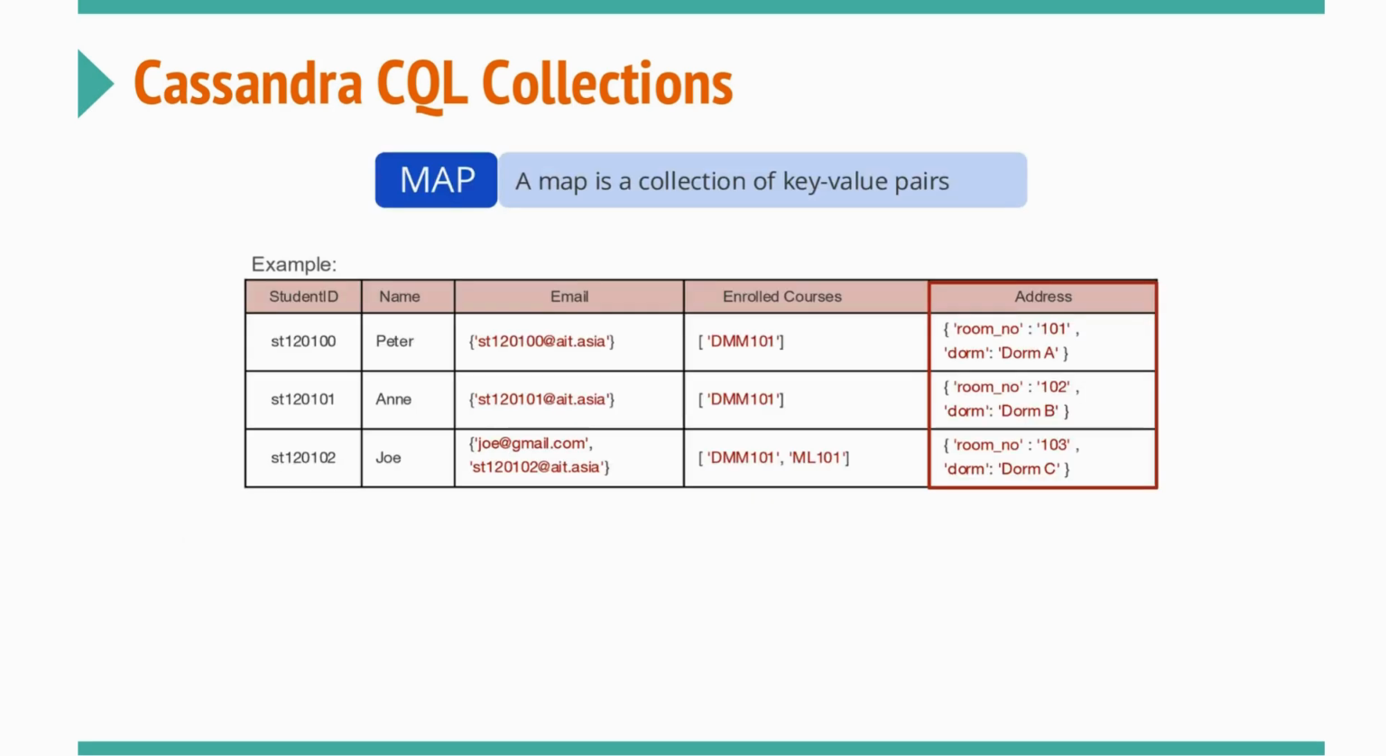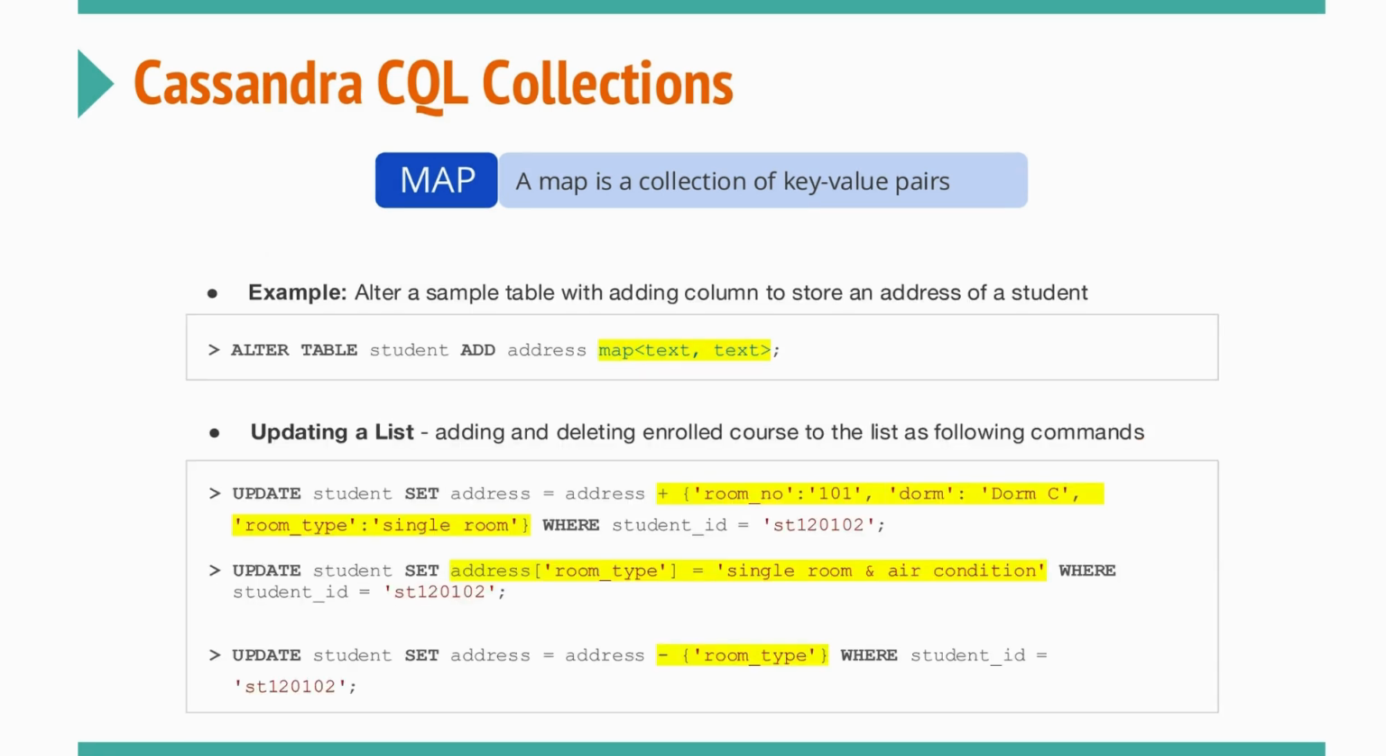Finally, we have map. A map is a collection of key value pairs. This is just like a dictionary or a hash map in a programming language. It's perfect for storing structured but flexible data, like an address, where you have keys like room no, dorm, and so on. Here, we alter the table to add an address column of type map of text.